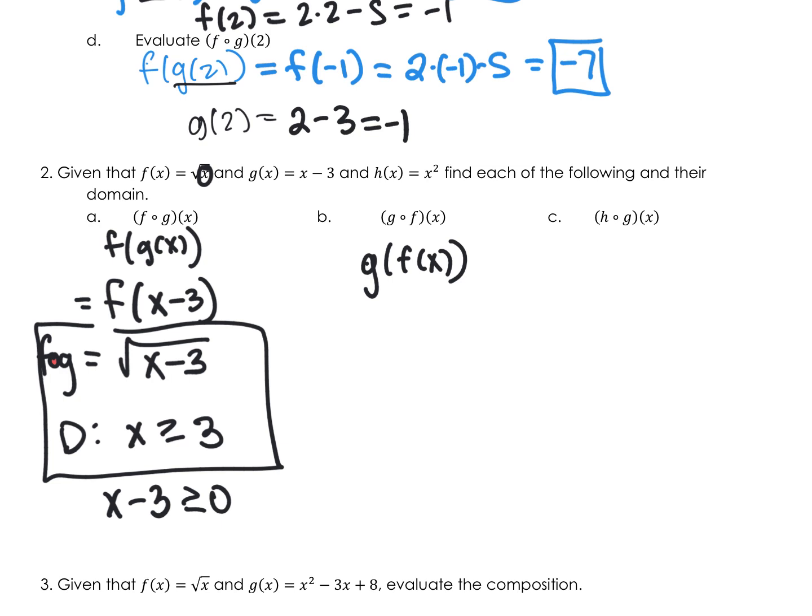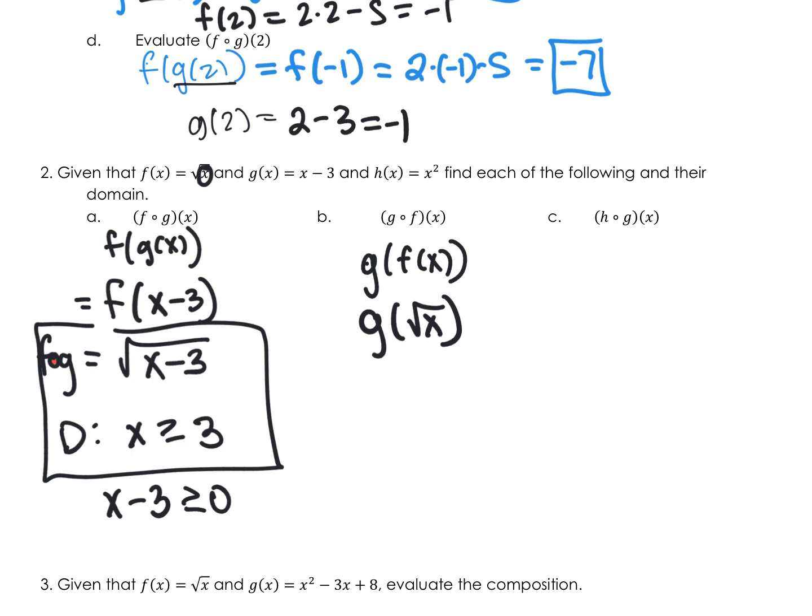So what am I going to replace this with right here? I'm going to rewrite that. This is g. I know what f of x is. It's the square root of x. So I need to put the square root of x right here where f of x is. I need to put the square root of x inside g.